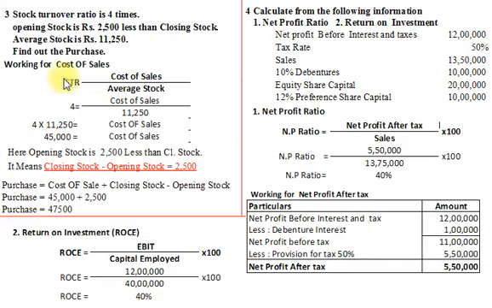Okay, let us check another example. Here we have stock turnover ratio is 4 times. Opening stock is 2,500 less than closing stock. Average stock is rupees 11,250, and we are asked to find out purchase from the data.